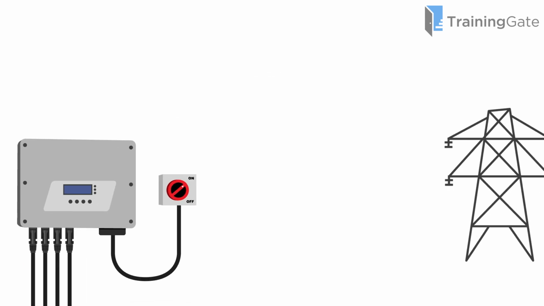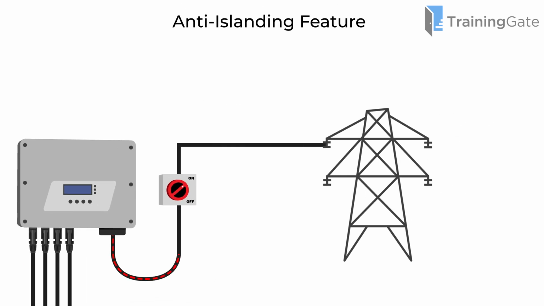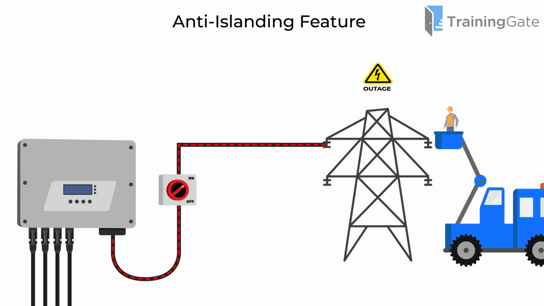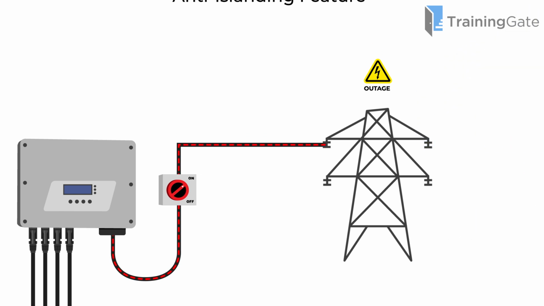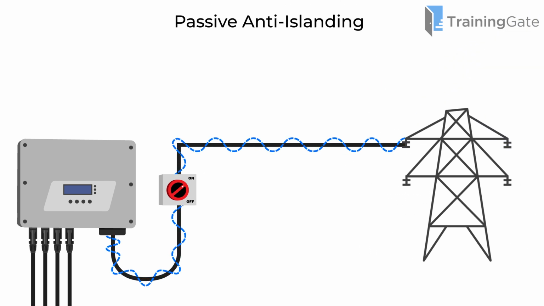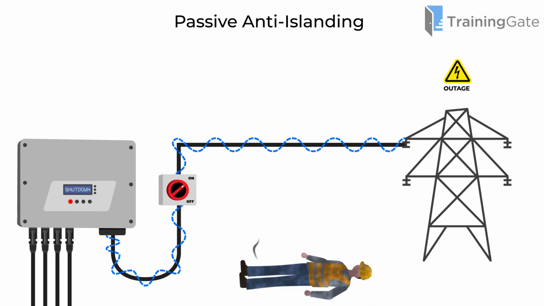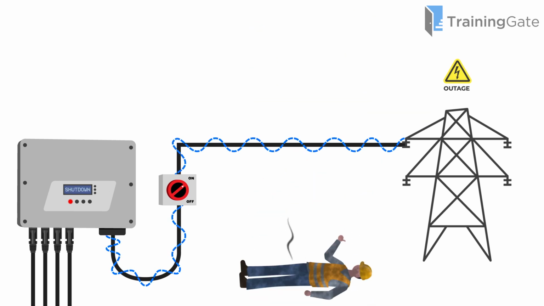An anti-islanding feature is essential to prevent the PV system from continuing to energize the grid during a grid outage. Passive anti-islanding relies on grid voltage and frequency changes to detect grid failure. When the grid fails, the PV system automatically shuts down to avoid any potential hazards for utility workers.